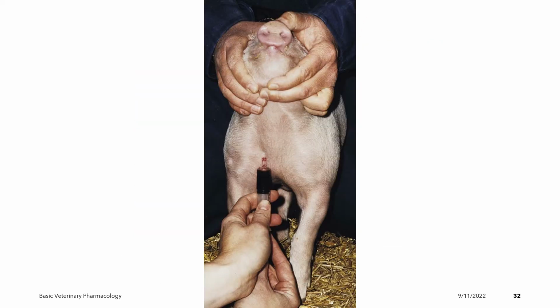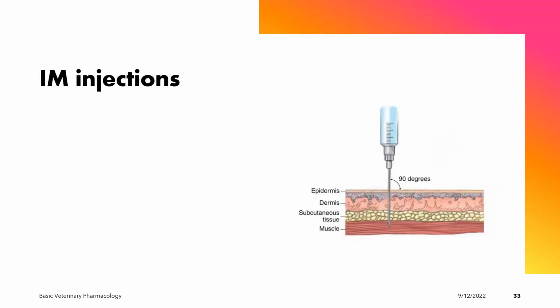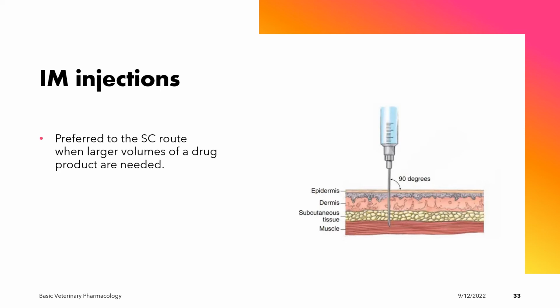The diagram shows the blood collection from the cranial vena cava in a standing pig. In this case, the needle is inserted at the caudal extent of the right jugular furrow, lateral to the manubrium. Let's now proceed to the intramuscular route of drug administration. The IM injections are preferred to the SC route when larger volumes of drug products are needed.